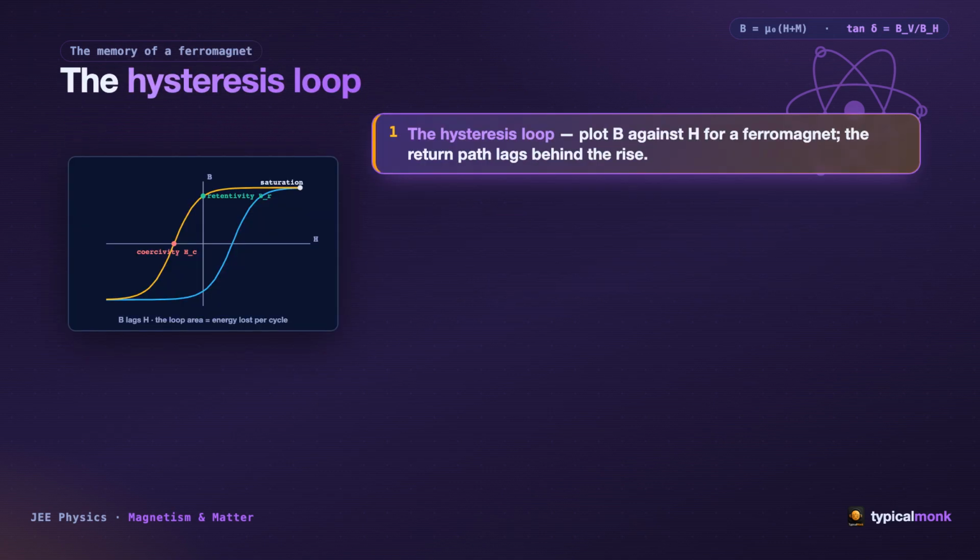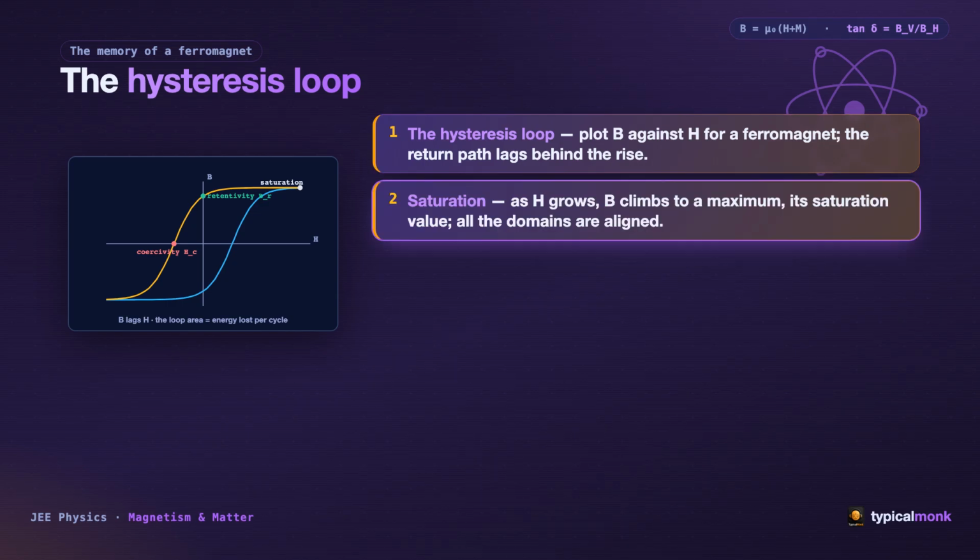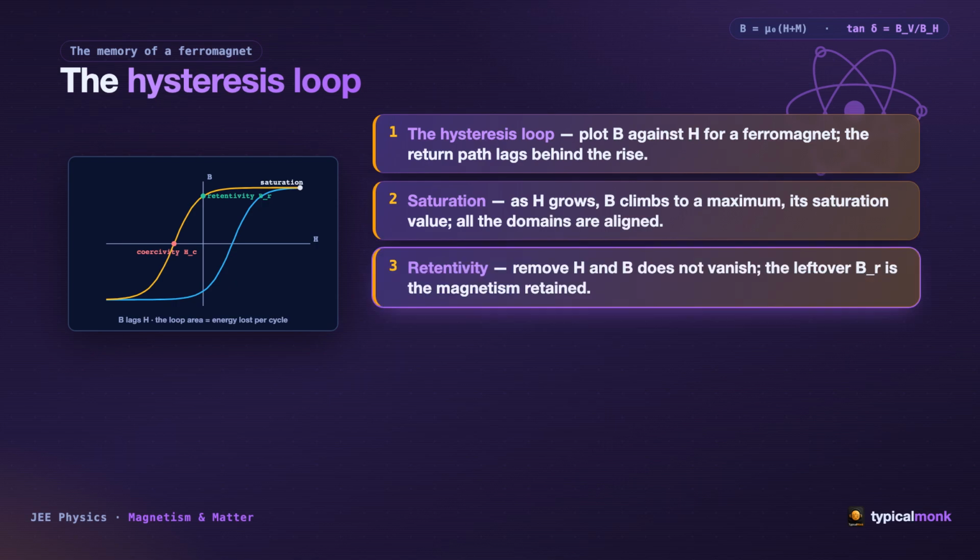Now look at the picture, the memory of a ferromagnet, its hysteresis loop. The hysteresis loop. Plot B against H for a ferromagnet, and the return path lags behind the rise. The material remembers where it has been. Saturation. As H grows, B climbs to a maximum, its saturation value. At that point, all the magnetic domains are aligned.